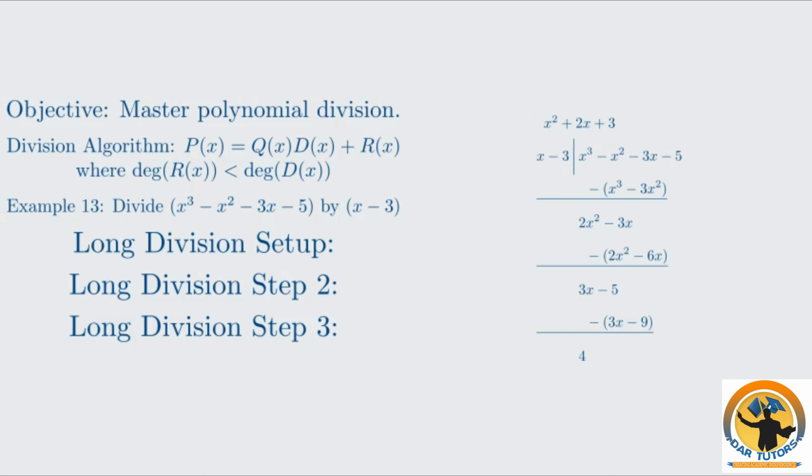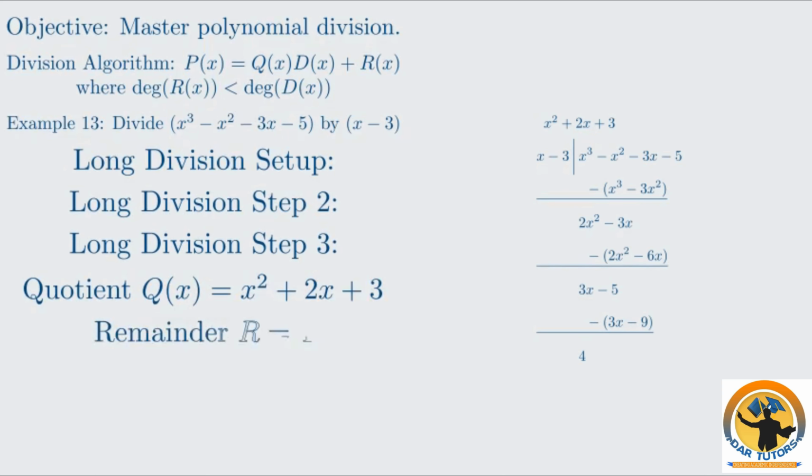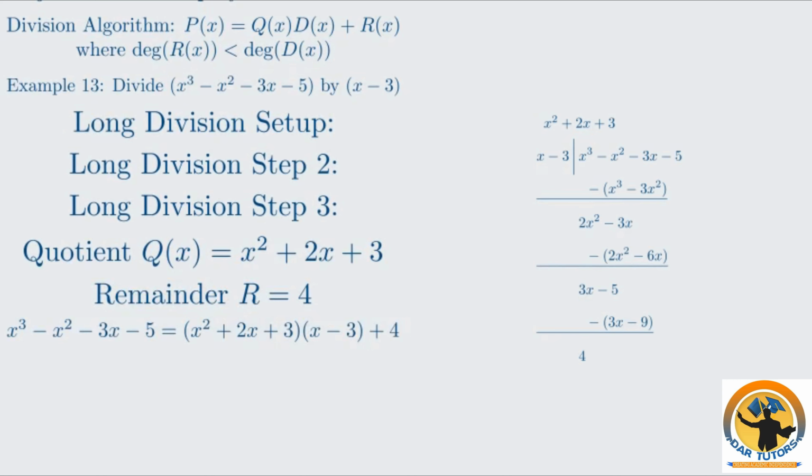The remainder is 4. So, the quotient q of x is x squared plus 2x plus 3, and the remainder r is 4. We can write this as x cubed minus x squared minus 3x minus 5 equals x squared plus 2x plus 3 times x minus 3 plus 4.